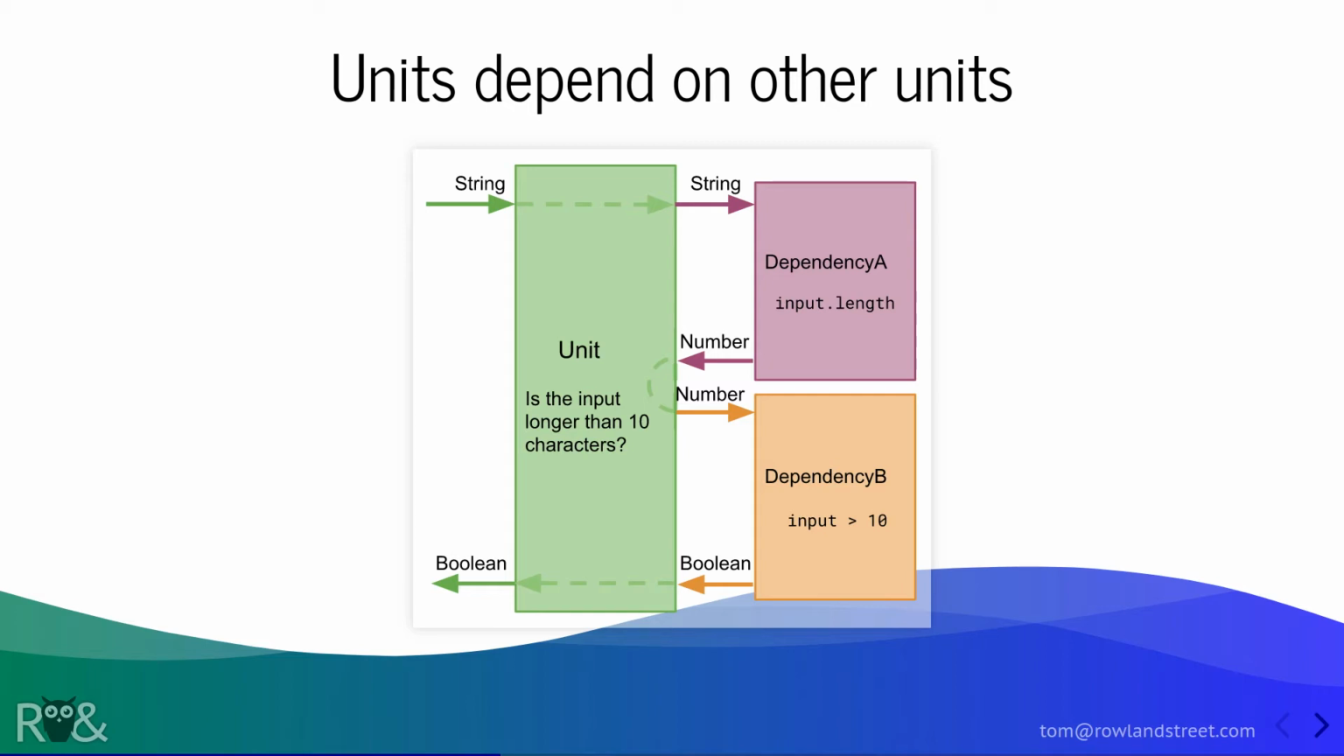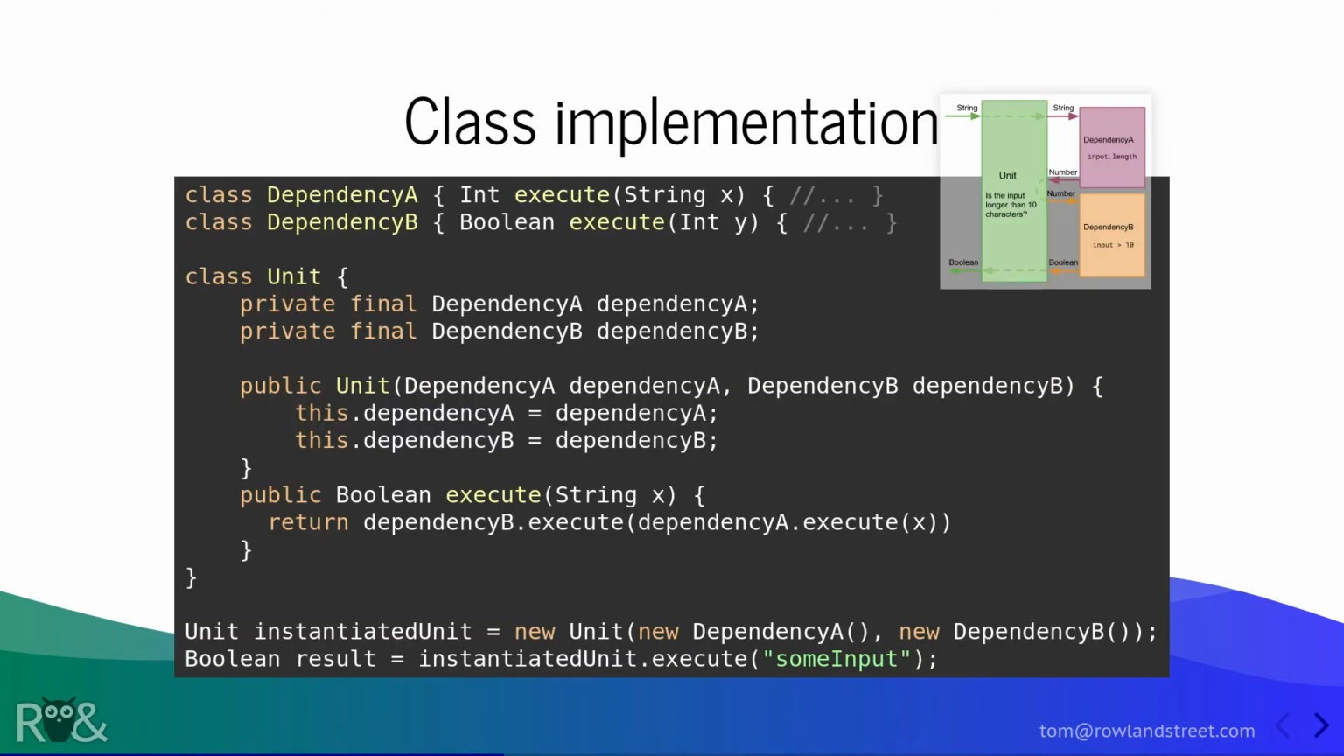So I'm going to go a bit deeper into this example and show you some code. This is a Java-based, class-based representation of those units. I have a class definition for dependency A and a class definition for dependency B. Dependency A has a single function that takes the string and returns a number. That's going to tell me how long that string is. Dependency B has a function that takes a number and returns a boolean that compares the number with the number 10. Is it greater or less than 10?